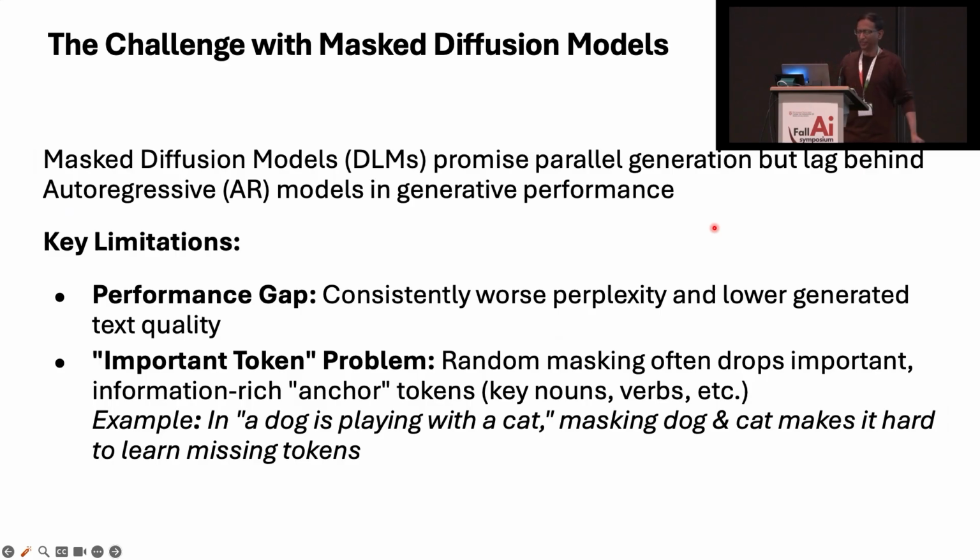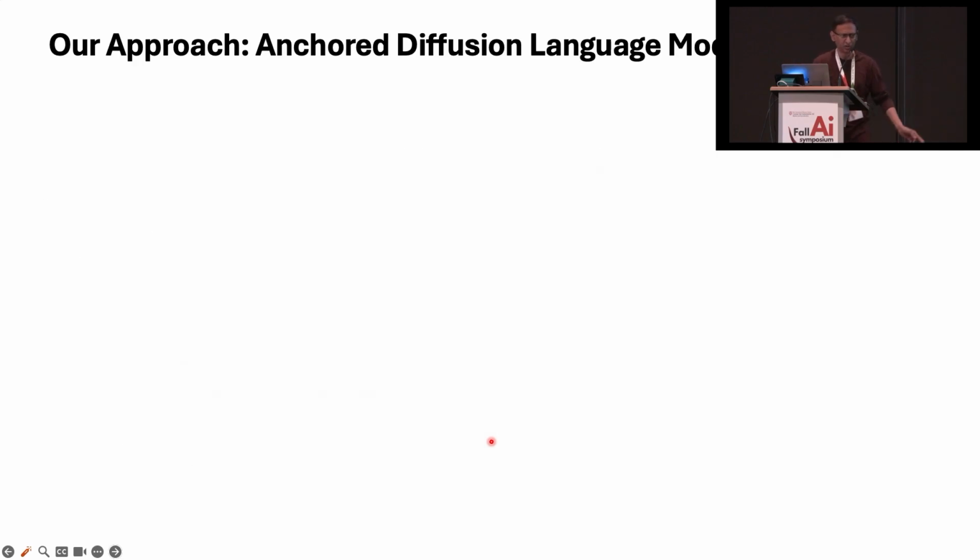The challenge with masked diffusion models is the performance gap: it's significantly worse in perplexity and text quality than AR models, even at the same scale. One of the reasons is this important token problem, which is that random masking will drop key things. In the sentence, a dog is playing with a cat, if I lose the word dog and cat, I lose a lot of information that I'm trying to reverse. Okay? So how can we get around this?